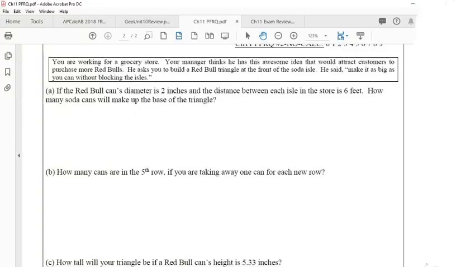So apparently I don't know how to spell aisle. It's wrong aisle, I guess. This means island.